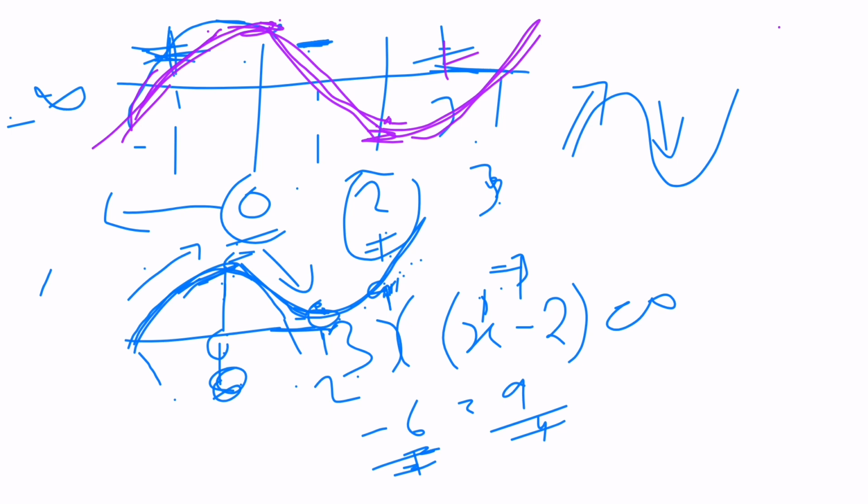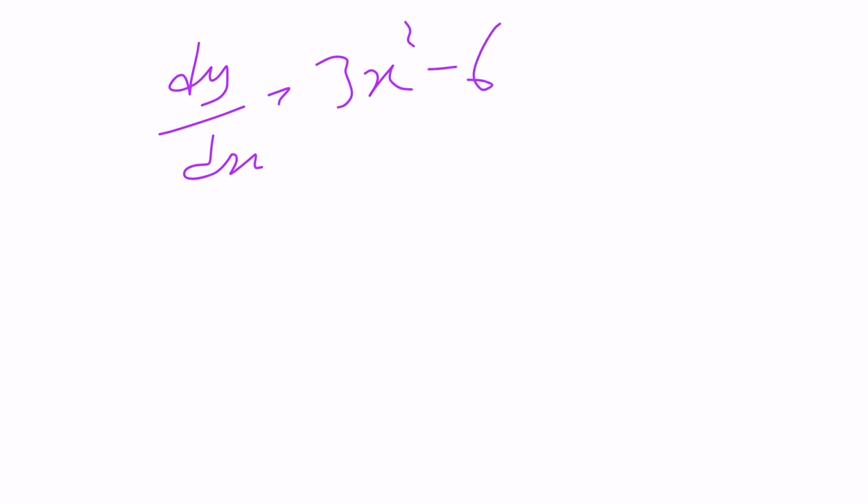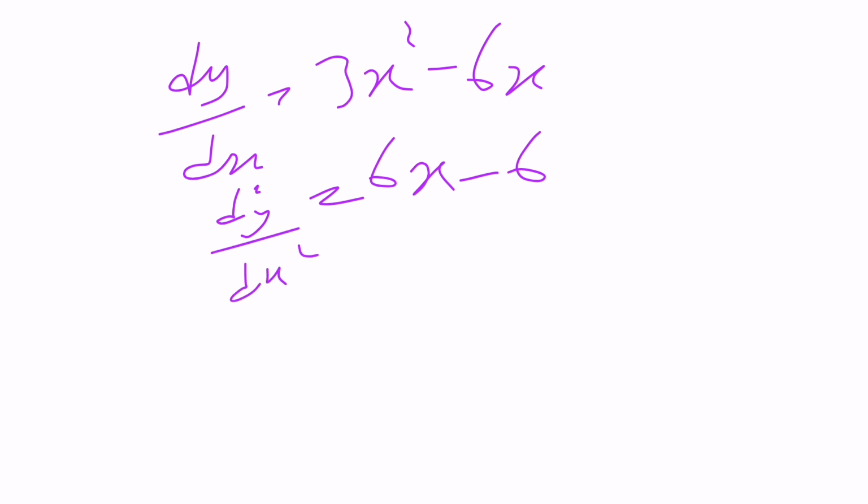What should you do? You differentiate twice. Our dy/dx at first was 3x squared minus 6x. Then we differentiate again. When you differentiate twice, 3x squared becomes 6x, and then minus 6. So we have differentiated twice, which is d2y/dx squared.